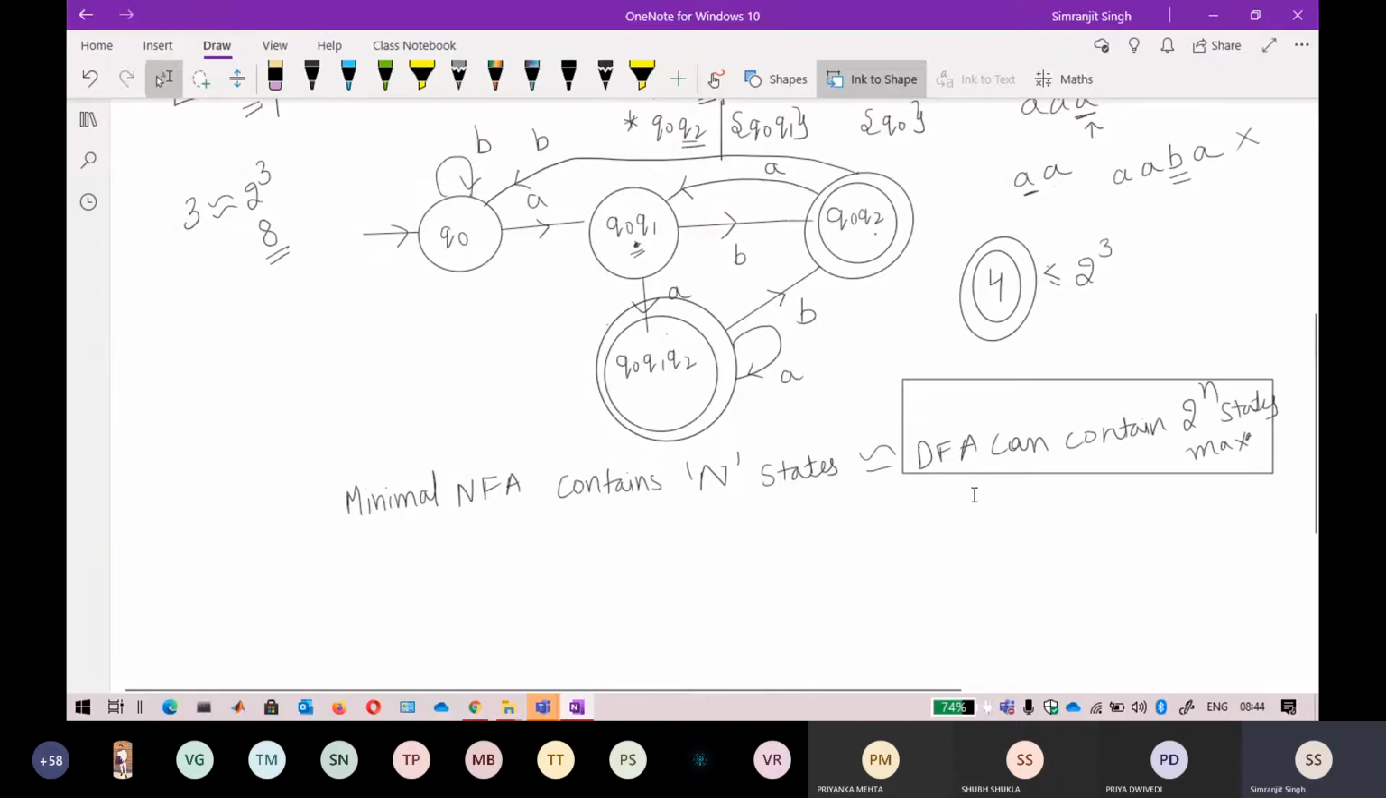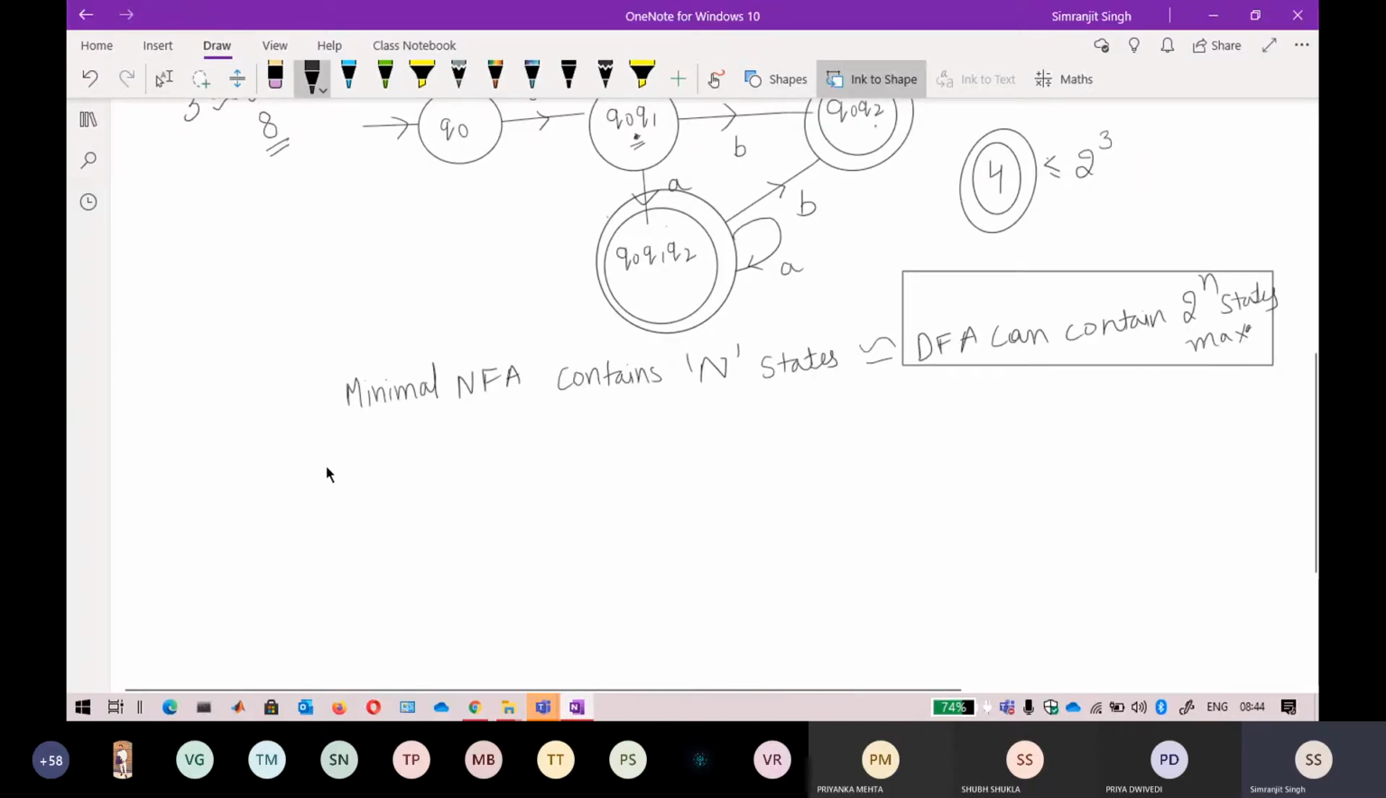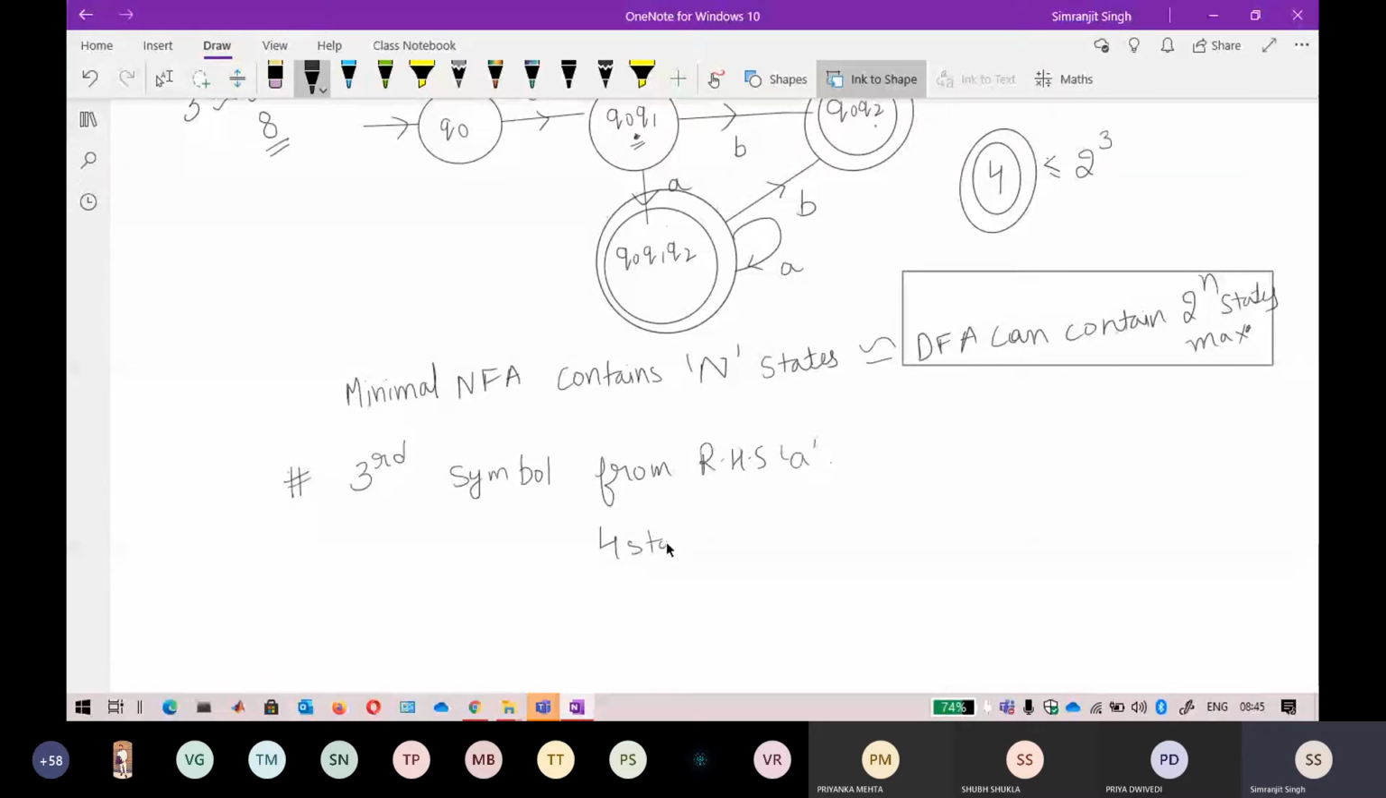Try to look at how complex it is to build. You can try this question for your homework: the third symbol from the right-hand side is A. You know how to draw an NFA. Here there will be 4 states for the NFA, so you can draw a 4 state NFA, but the equivalent DFA has 8 states. If you do this question, you will understand what I mean to say.